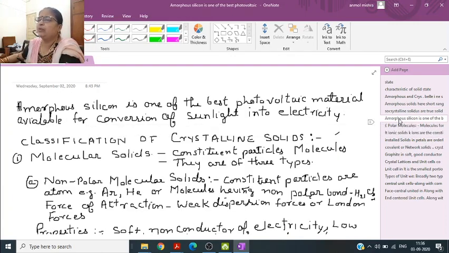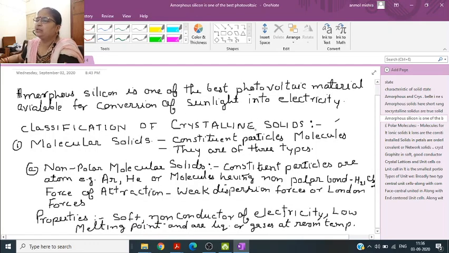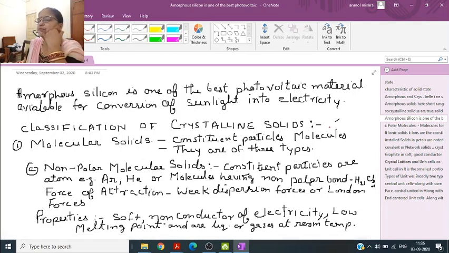Now amorphous silicon is one of the best photovoltaic materials for conversion of sunlight into electricity. Next is classification of crystalline solids. They are of 3-4 types. Number one is molecular solids. Molecular solids are those where the constituent particles are molecules, and they are of 3 types.